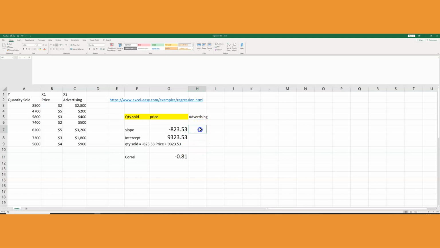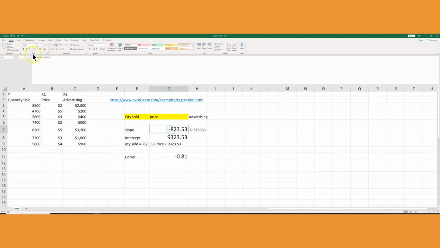And now let's go ahead and do the advertisement. The advertisement, we're going to find the slope, and we're going to go ahead and use the function slope here. And again, we're going to go ahead and do this. Of course, we're going to skip over the price and choose the advertising. And as you notice here, it's going to be 0.57.